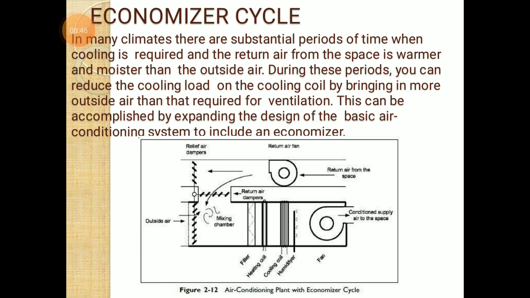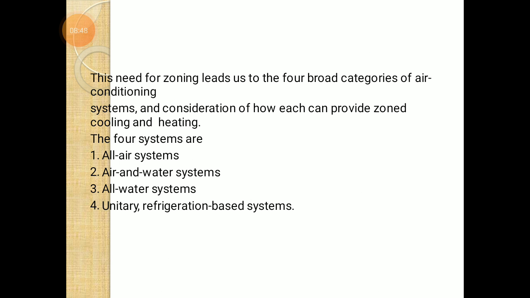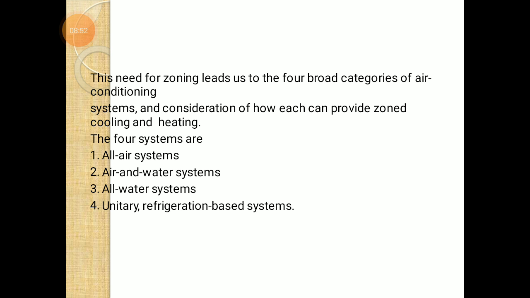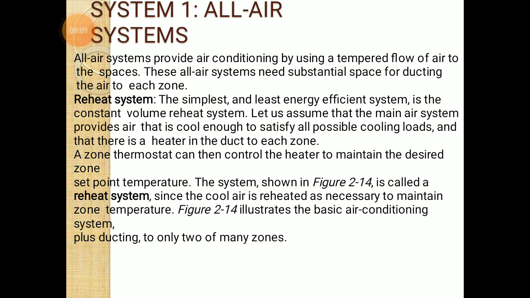So this is the economizer cycle, but we will shift to our main intention, that is, there are four types of air conditioning system. First, all air system. Second, air and water system. Third, all water system. And fourth, unitary refrigeration based system. First we will see the all air system.